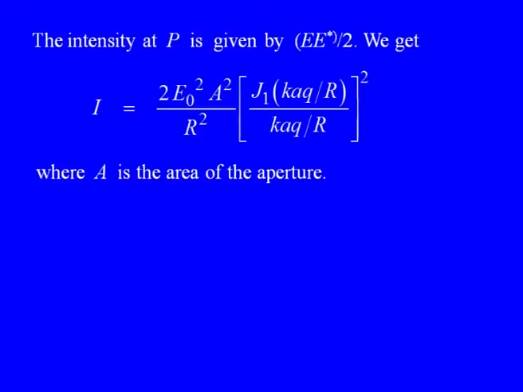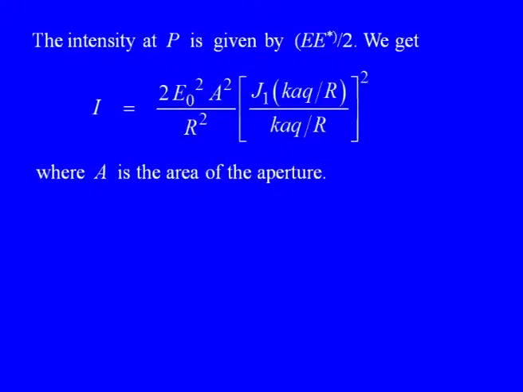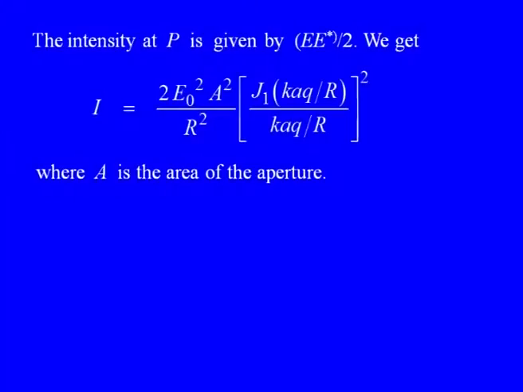Naturally, the intensity is given by E times the complex conjugate of E divided by 2, that is a very standard expression. So we get for the intensity at the point P: 2 E naught square, capital A square. Remember, capital A is the area divided by R square, times the square of this combination, J1 of kAQ upon R divided by kAQ upon R, the expression for the intensity.